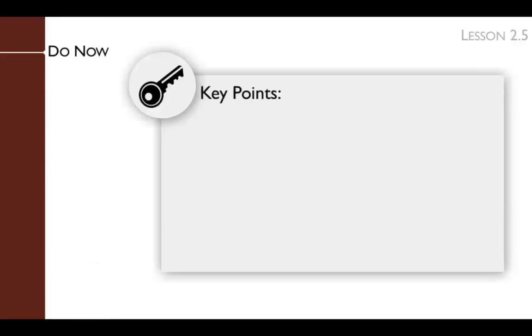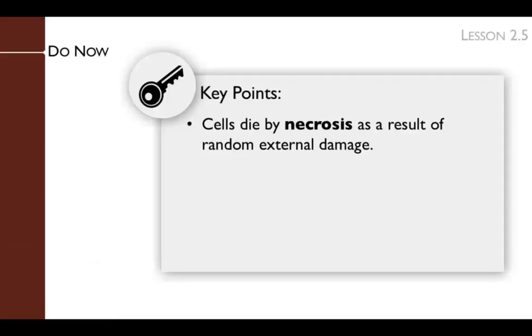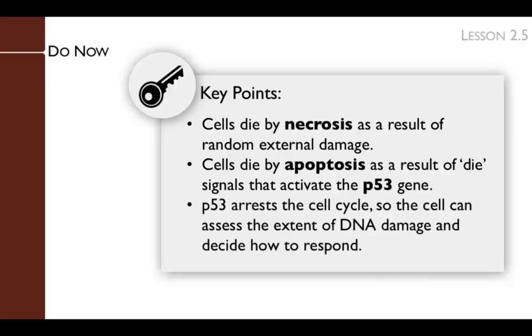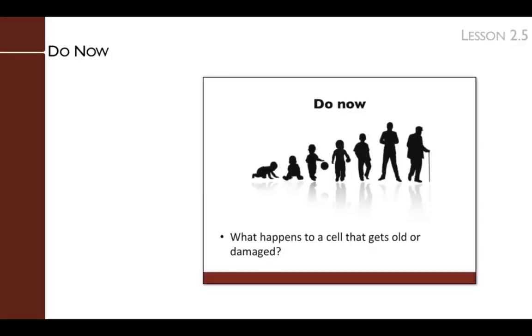The key points of the do now are that cells die by necrosis as a result of random external damage. Cells die by apoptosis as a result of die signals that activate the p53 gene. p53 arrests the cell cycle, so the cell can assess the extent of DNA damage and decide how to respond. When a cell is no longer functional, the cell chooses to destroy itself in a process called apoptosis.